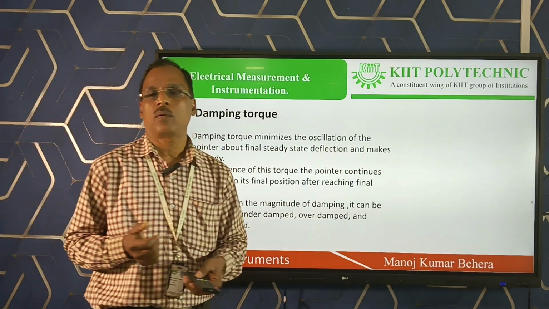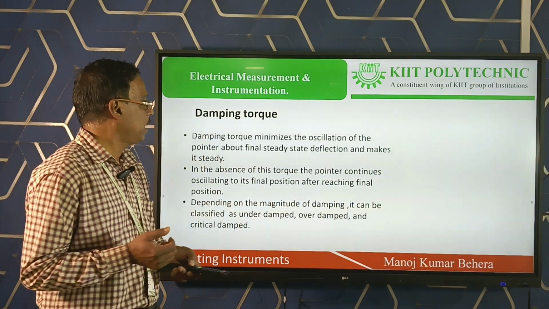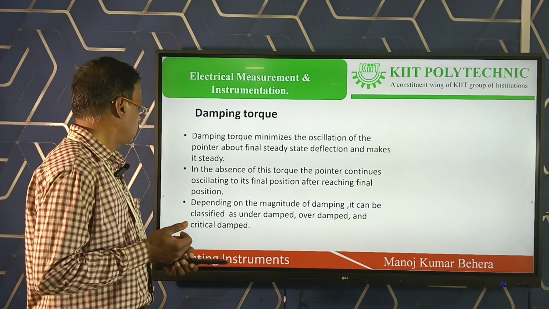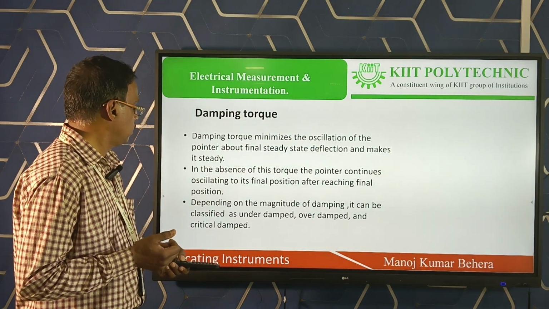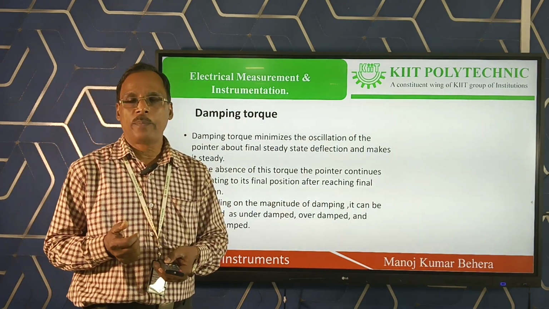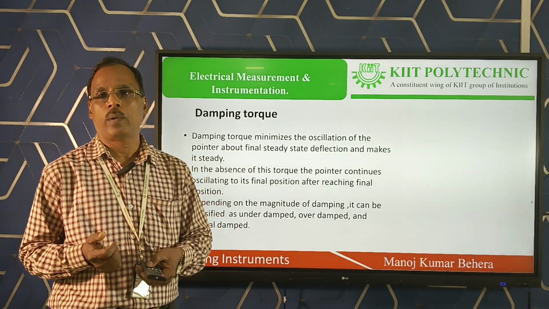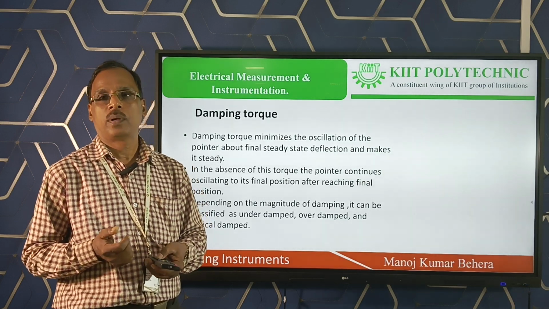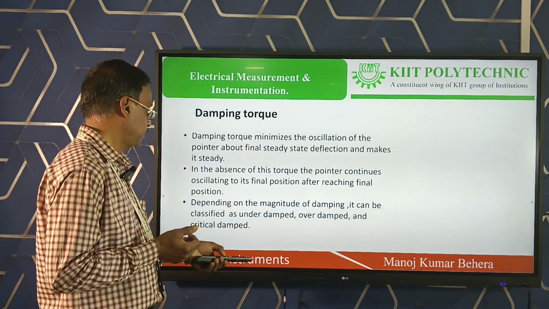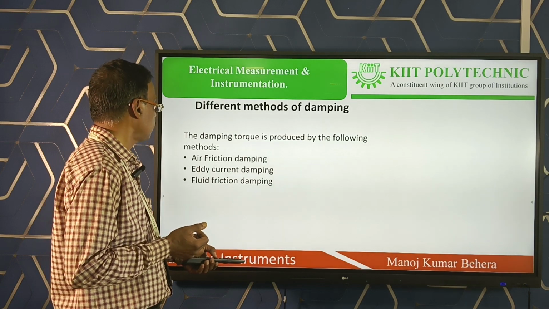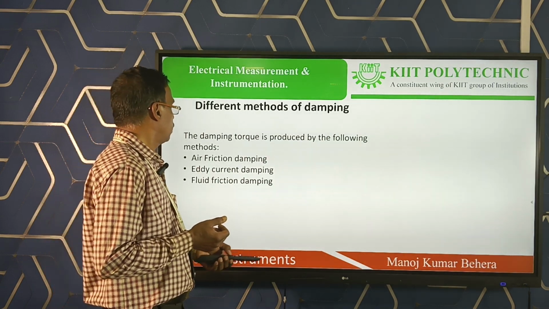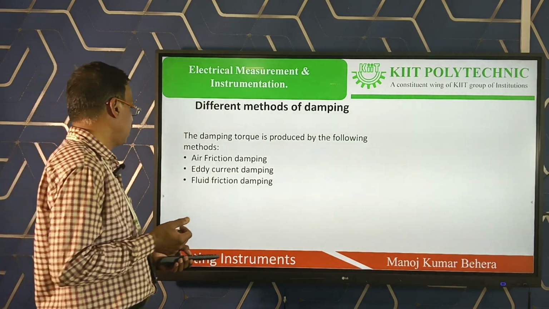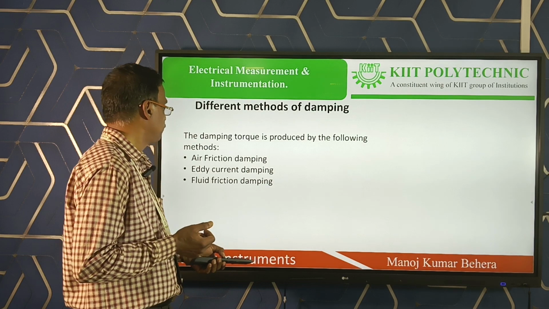The third torque we can provide is the damping torque. Damping torque removes the oscillation of the pointer at the final position. Depending on the force required, we can classify damping into three types: critically damped, under damped and over damped. Damping torque is produced by the following methods: air friction damping, eddy current damping and fluid friction damping.